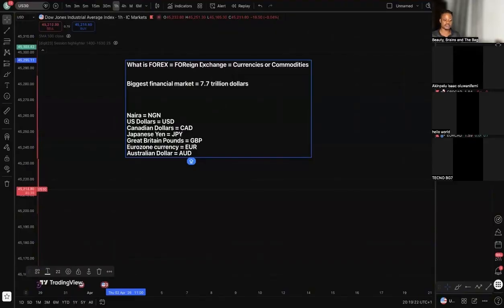So every single country rather has a currency. So Forex is basically the exchange of these currencies. So for example, if you want to leave Nigeria now and probably you want to go to United States of America, you definitely can't spend Naira in US. You need the US dollar. So you have to exchange your Naira for the US dollar. That is basically Forex. You understand?